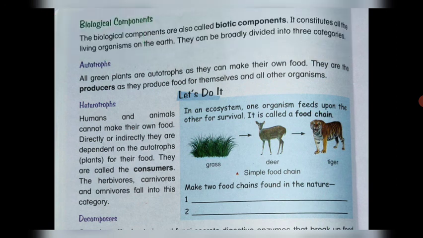All the green plants are autotrophs, as they can make their own food, because they can make their own food by themselves, so they are called autotrophs. They are also called producers. They produce food for themselves and all the other organisms.